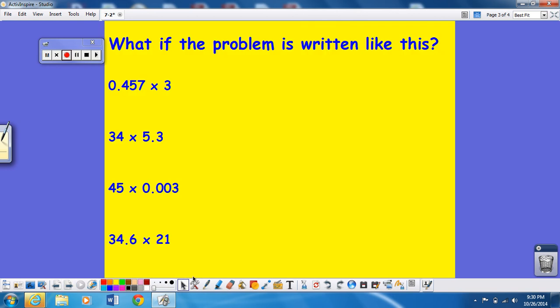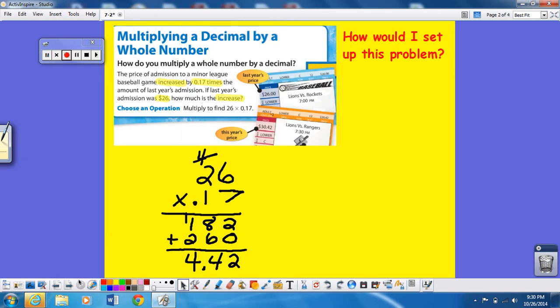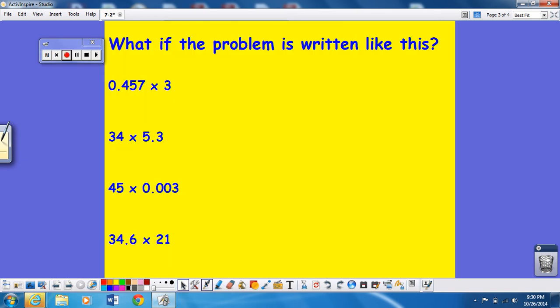Okay, so let's work a few problems. Now, problems like this can be written horizontally or vertically. We just looked at one that was vertical. We stacked it up vertically. Horizontally, you still have to stack it up in order to work it. So let's remember that if there's a 0 before the decimal point, you do not have to use it when you do your calculation.